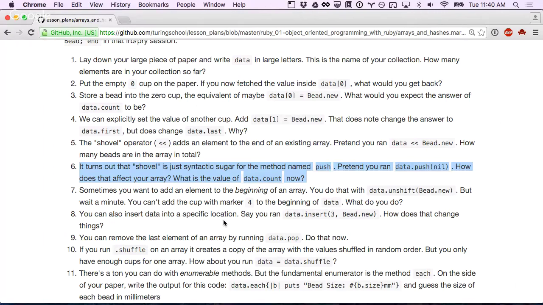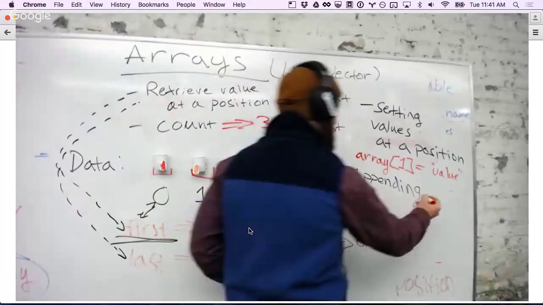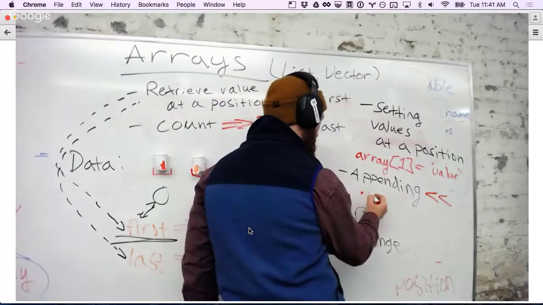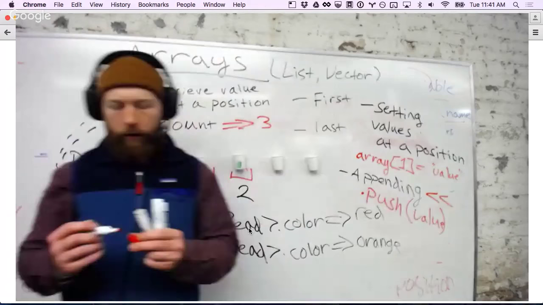Cool. So let's do a couple more complicated things now. You said that the shovel is one way to add contents to the end of an array. It turns out that the other common way is by calling a method called push. You can say shovel value, or you can say push and pass it a value. So let's do another interesting example.